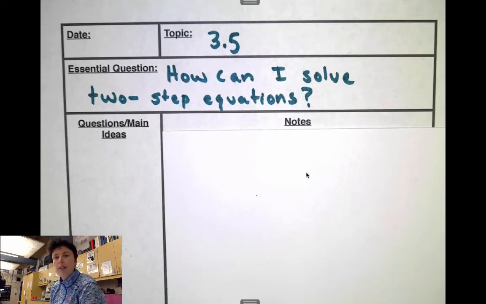Hey guys, we're going to do a quick video here for section 3.5, and we're working in class on how to solve two-step equations. So that's the essential question here: how can I solve two-step equations? To get things started, maybe we should start by looking at a two-step equation and what that is.